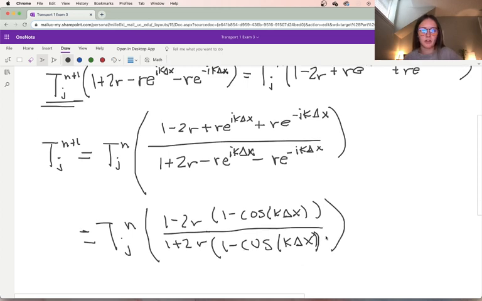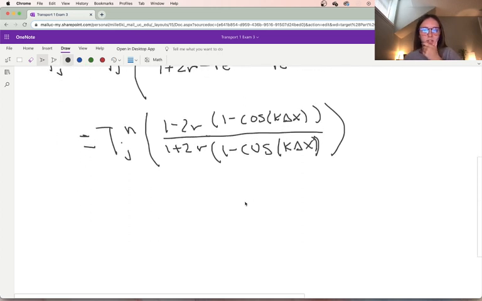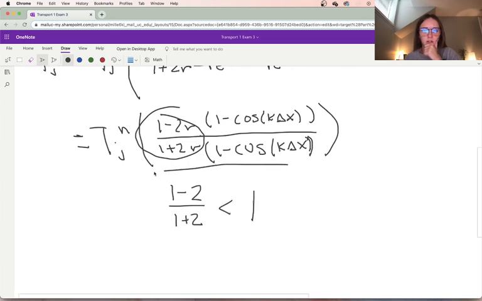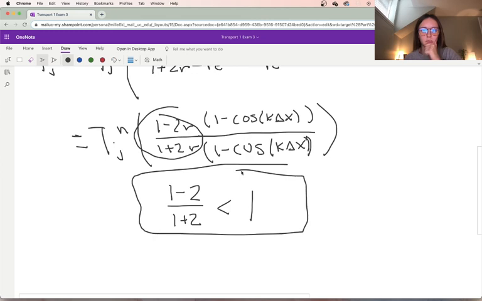And then now that we have this, we can write a different inequality, and so we're focusing on this part, and what we can write is that the magnitude of 1 minus 2r over 1 plus 2r is less than 1. And so this will give us a much better stability for our variable.